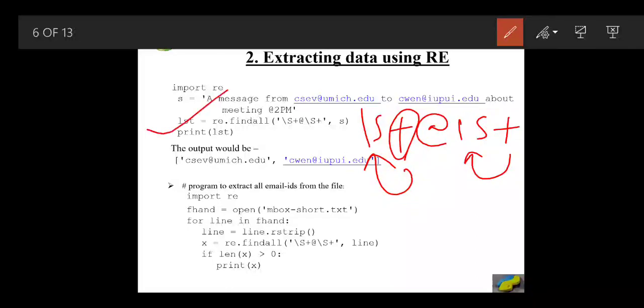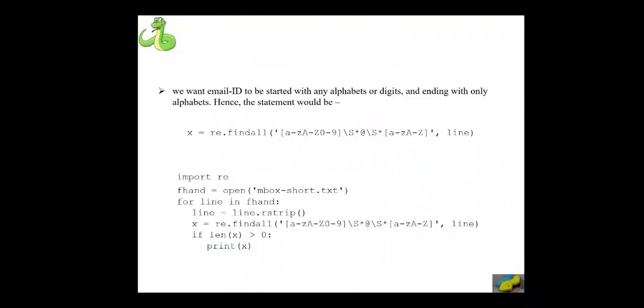So coming to the next line, whenever you are going to extract that and print, consider you are taking one variable x. Okay, x equal to re.findall of \S plus @ \S plus. Okay, you have done that. So when you are going to print, if the length of whatever extracted email ID is greater than 0, then only you are going to print that. Okay, so that is the logic you are going to use here for printing.